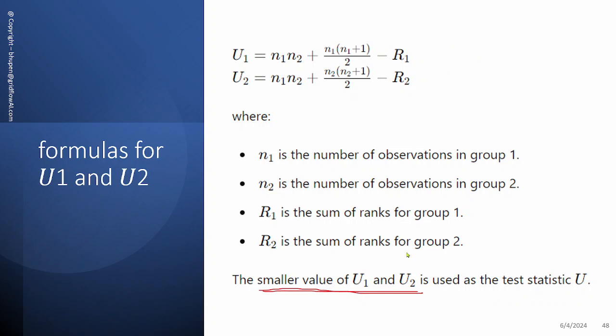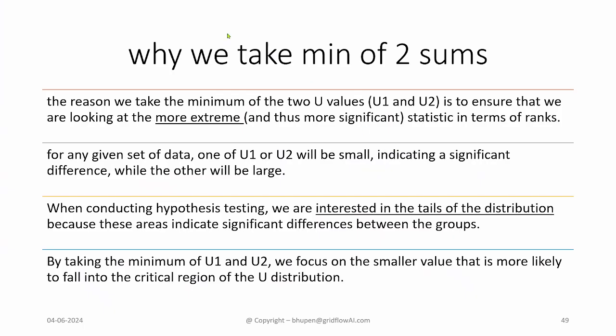Now, why do we consider the smaller of the two? The reason is we take the minimum of the two U values, U1 and U2, to ensure we're looking at the extreme. And that's the fundamental objective in inferential statistics. We look for data which is very extreme, and that extreme leads us to conclude whether it is by chance or by random.